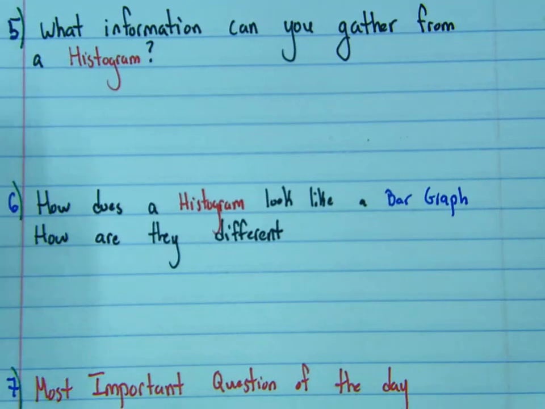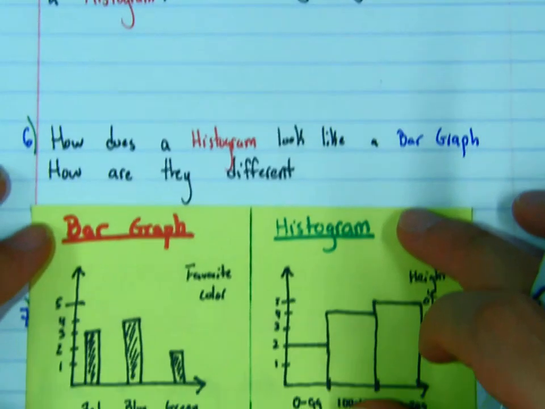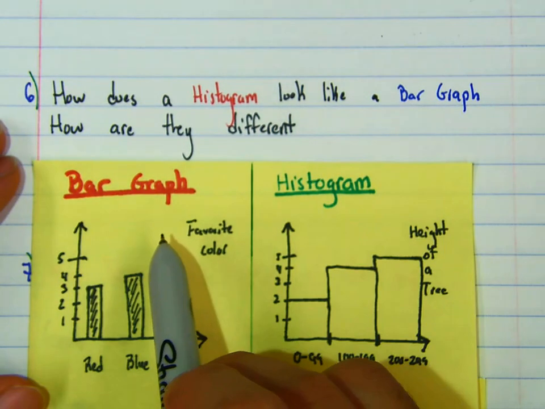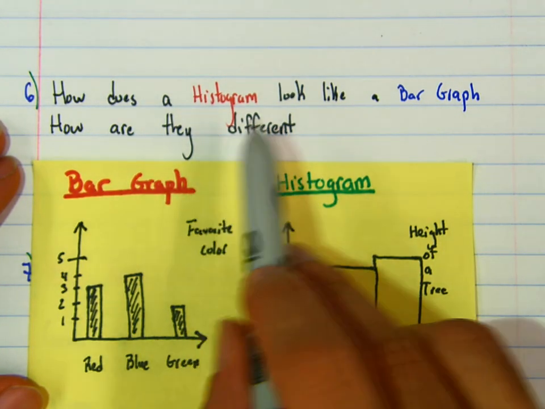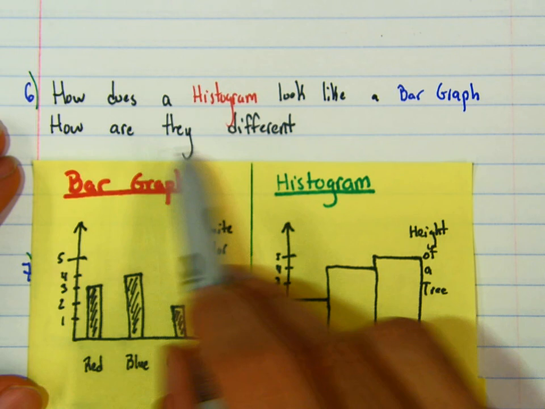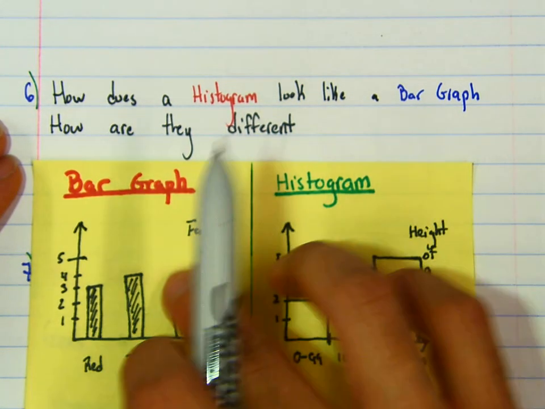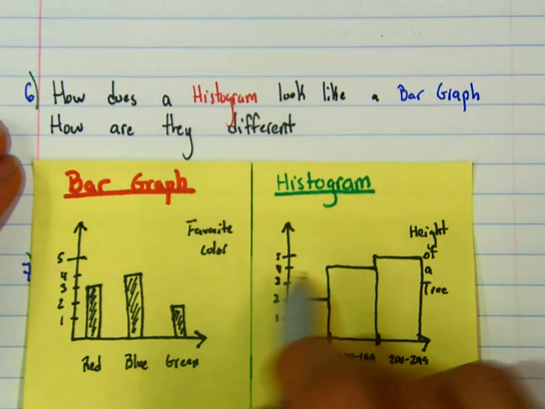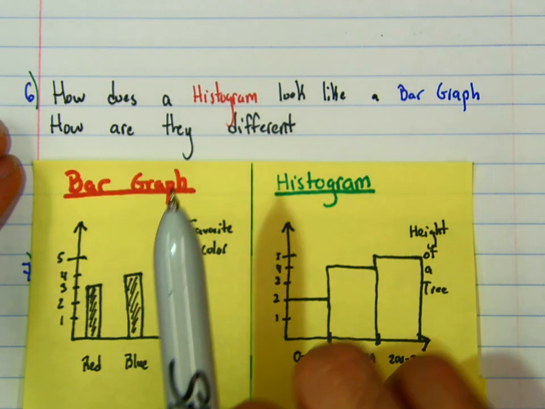Here, what I'd like you to do is take a second and reflect: how does a histogram look like a bar graph? How are they different, right? What are the similarities? What are the differences? You could write them down. And yeah, let's take a look. Pause the video and think about it. Don't just wait for me to do it. Pause the video and think about what differences you notice.